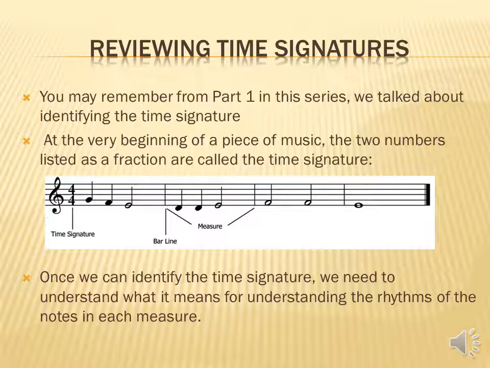Reviewing time signatures. You may remember from Part 1 in this series, we talked about identifying the time signature. At the very beginning of a piece of music, the two numbers listed as a fraction are called the time signature. Once we can identify the time signature, we need to understand what it means for understanding the rhythms of the notes in each measure.